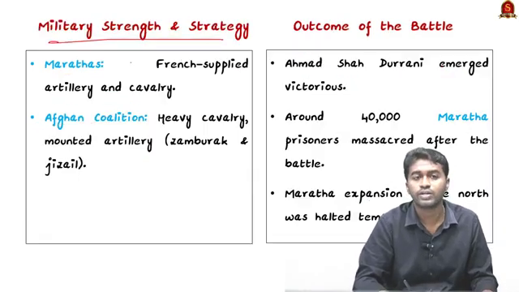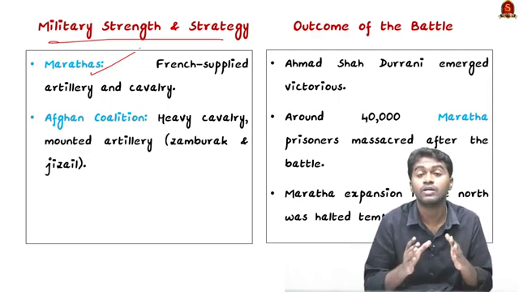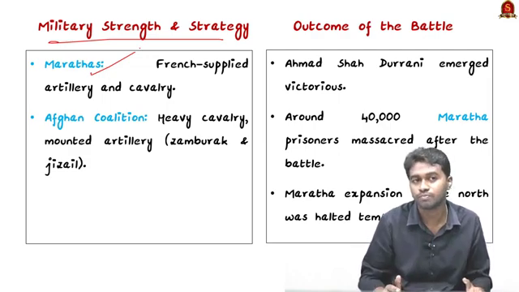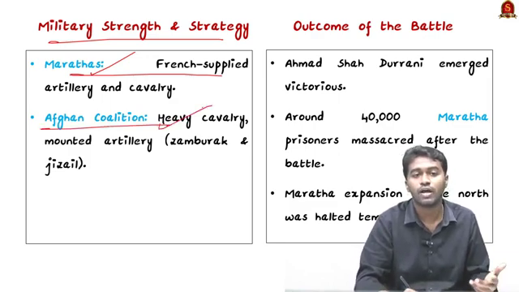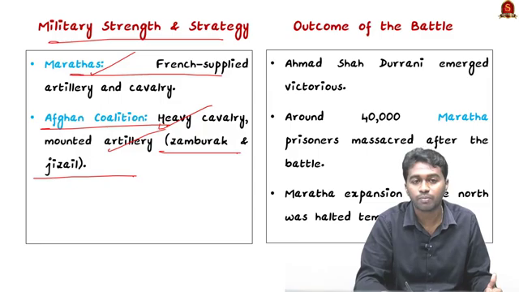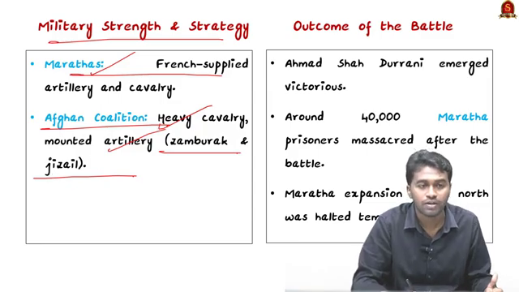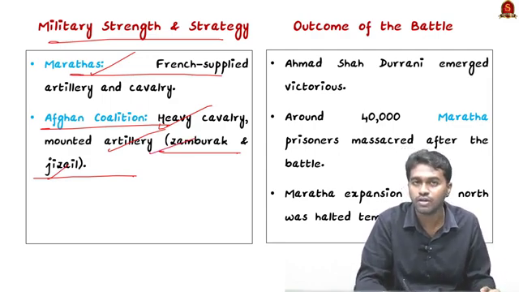Coming to the military strength and strategy, the Marathas had a strong feeling of fraternity among them. So that's why the Marathas were supported by the French. But on the other side, the Afghan coalition had heavy cavalry and artillery, and you can see Sambark and Jaisil. Sambark means cavalry, and Jaisil means artillery. So you can expect these terms as questions in UPSC prelims.